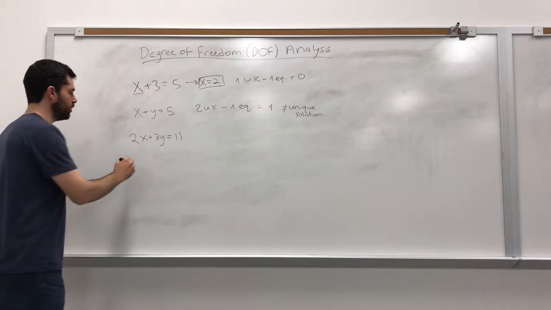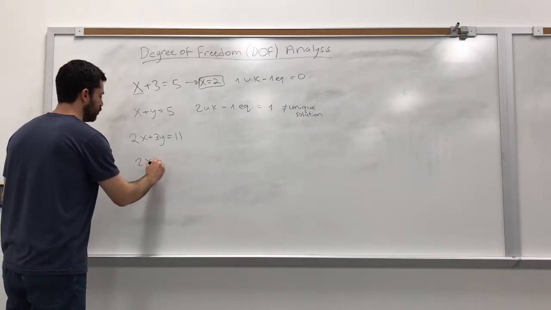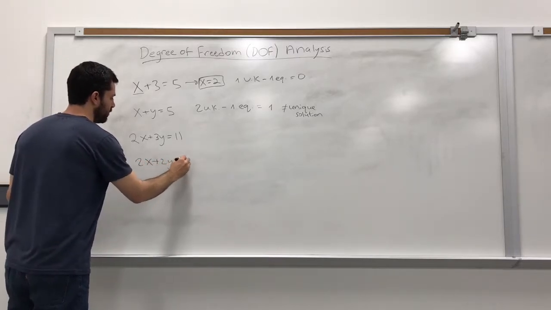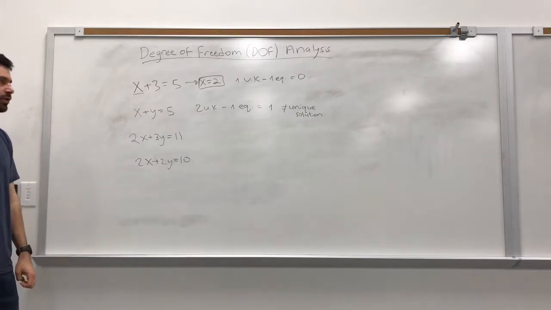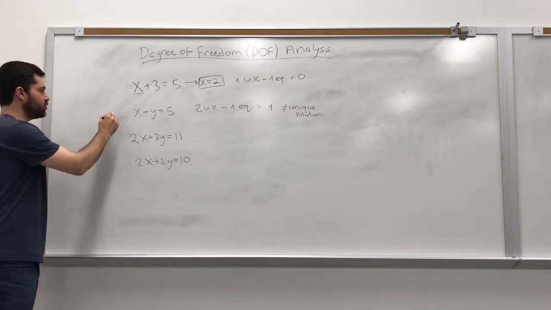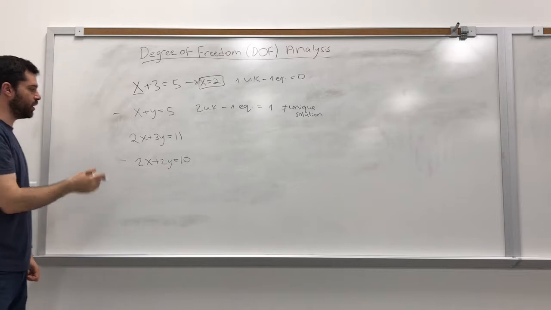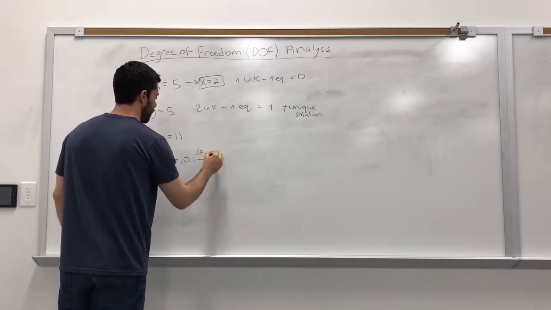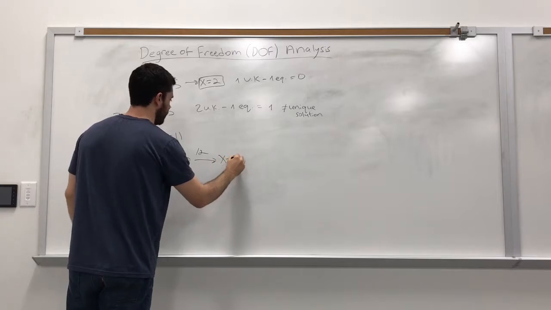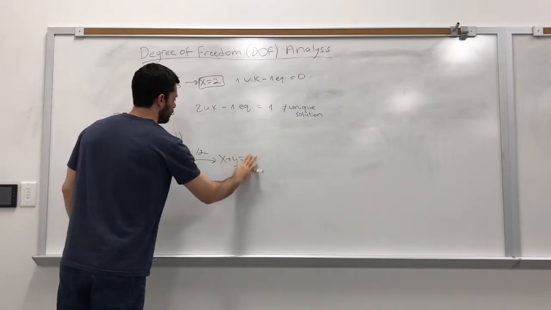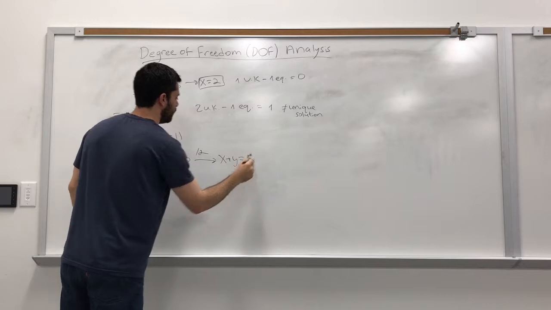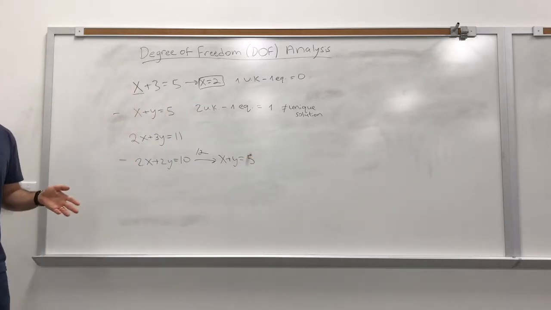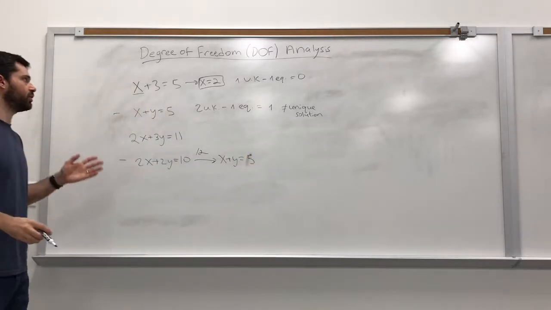And you can try out different things. But if I told you 2x plus 2y equals 10 is your second equation, then these two are dependent equations. Why? Because if I divide this by 2, I'm simply going to get x plus y equals 5. And again, I wouldn't have any unique solution to this question.